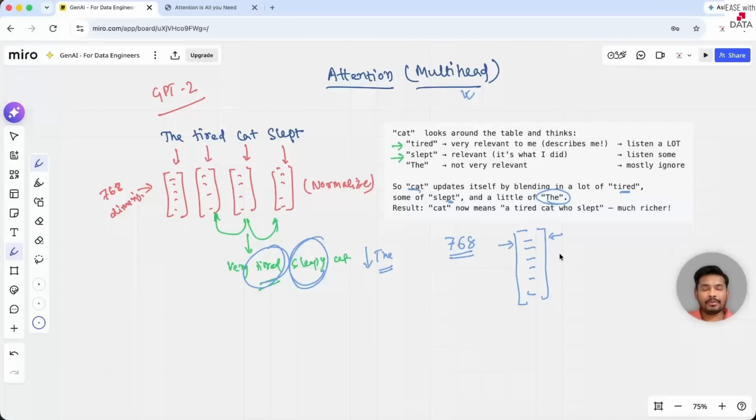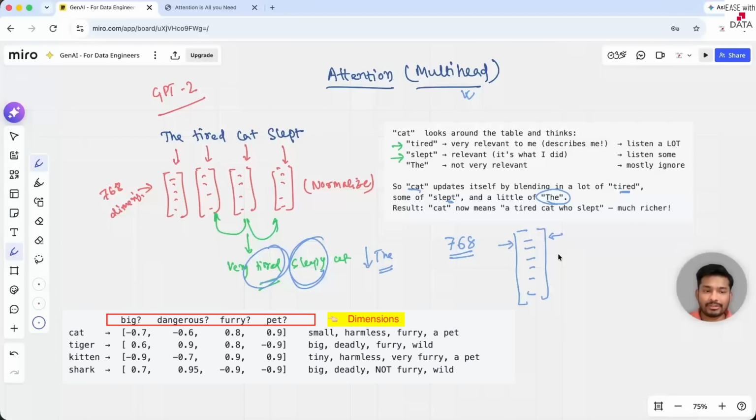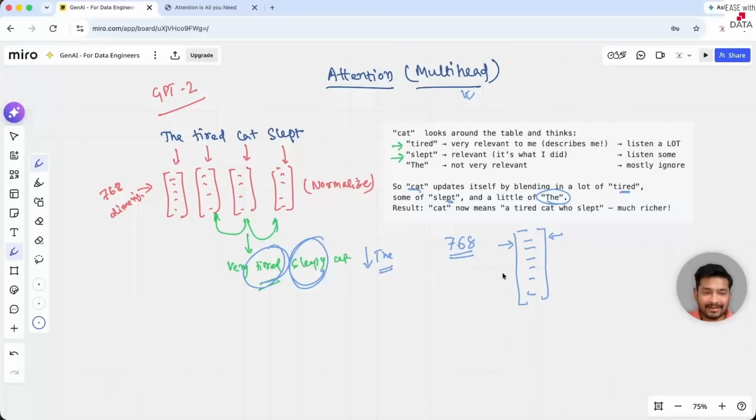For example, if you remember the previous example that we took in our previous video where we represented kitten, cat, shark and tiger in 4 dimensions, one of the dimensions was size and the other one was dangerous. Now size does not have any correlation with dangerous. We can enrich the number which represents size separately, and we can enrich the number which is danger separately. So the dimensions do not have any correlation between them, so we can process them separately. And this is what is done using multi-head.